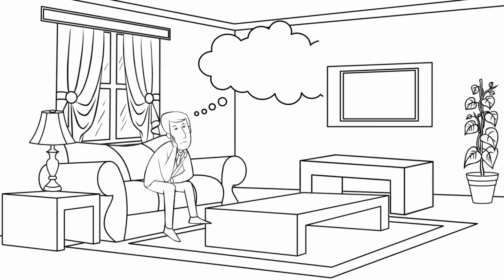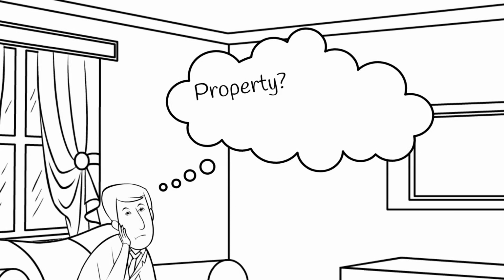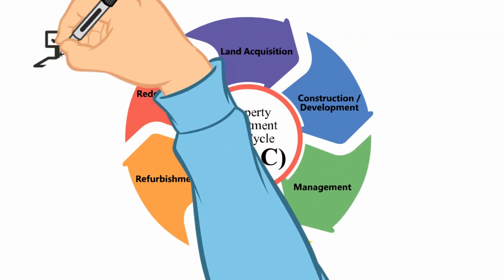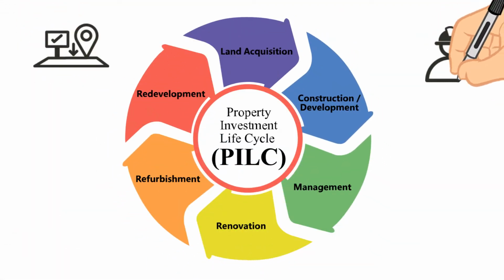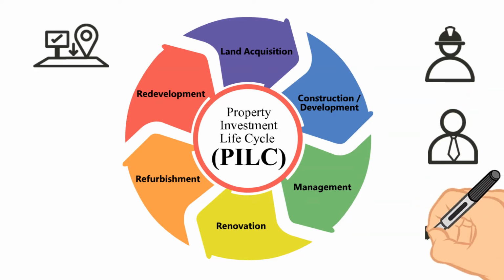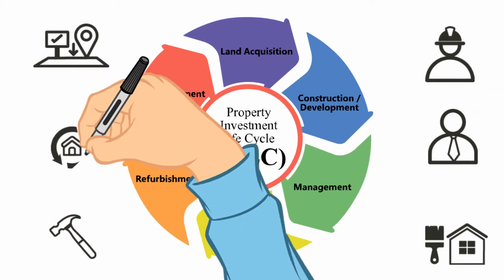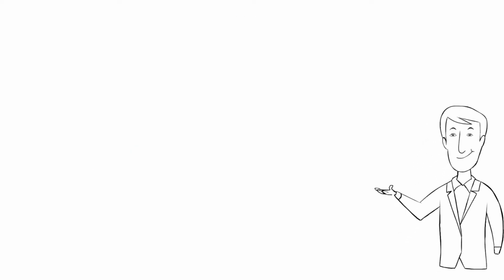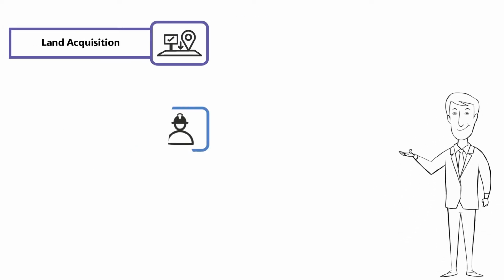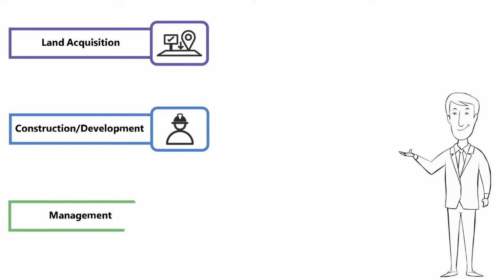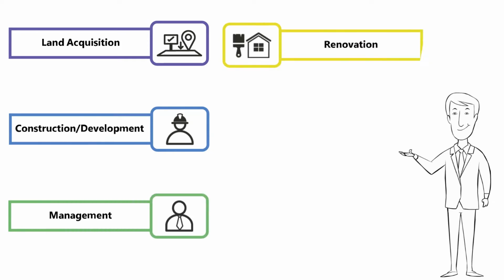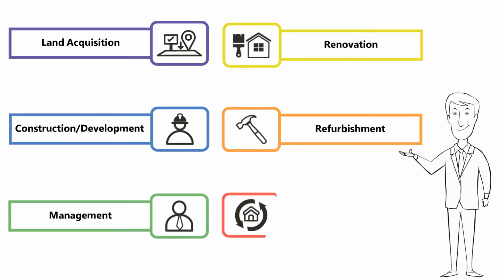What is the time and market proven strategy that helps to invest in property, globally? MCM has developed a strategy called Property Investment Life Cycle, PILC, to ease the property investing process. Basically, PILC comprises various proven investment strategies throughout the property life cycle, from the land acquisition, construction, development, management, renovation, refurbishment, and redevelopment.